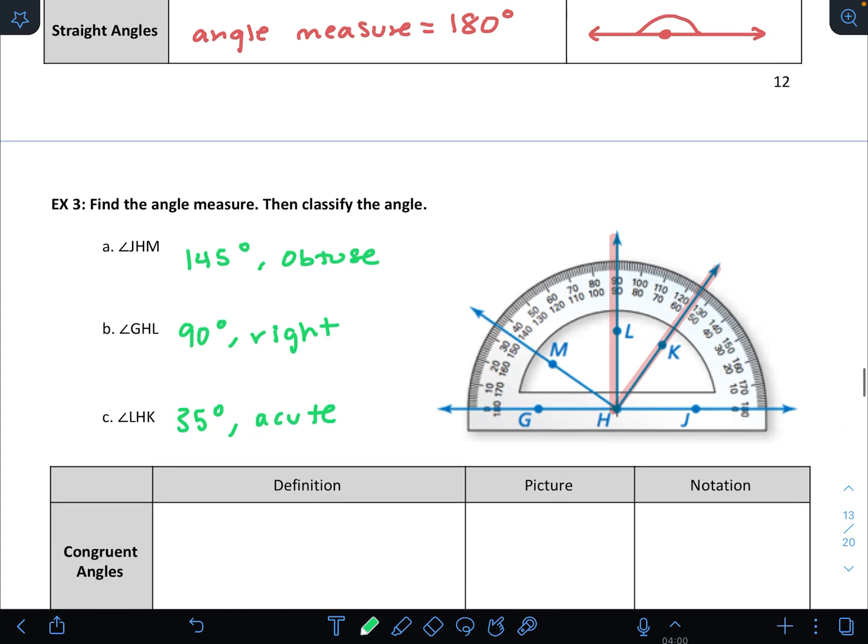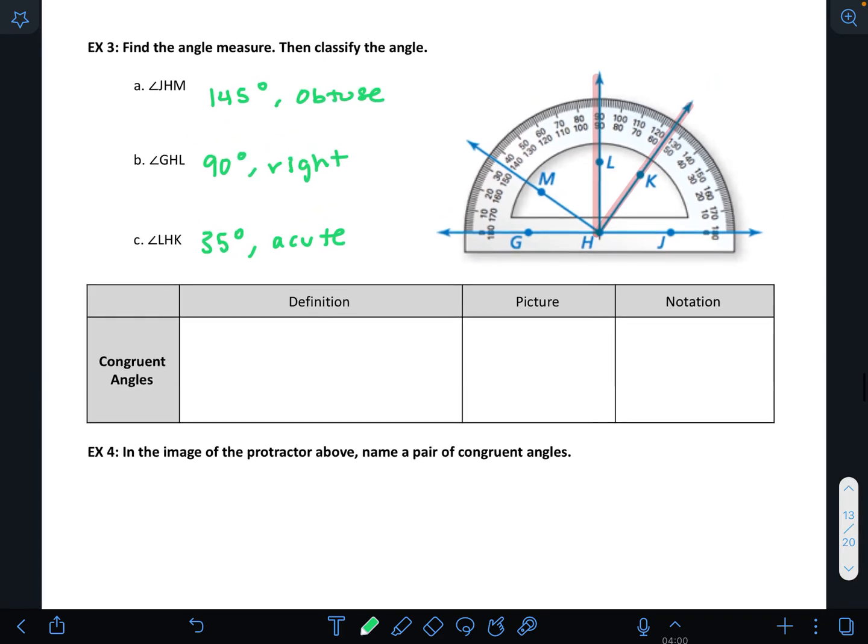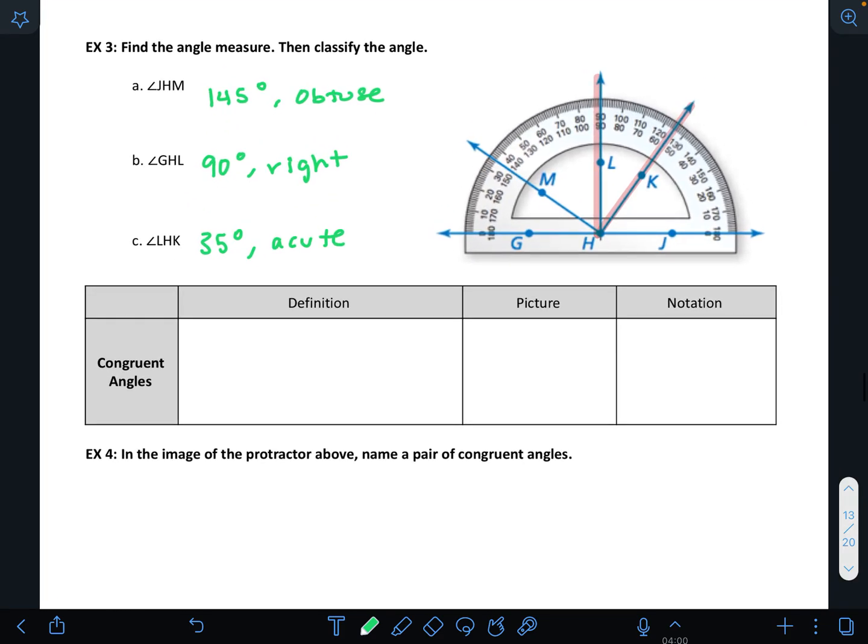So again, kind of tricky, but protractors are something that we see in middle school. We don't see them a ton in high school, but they're around. We use them for angle measures.